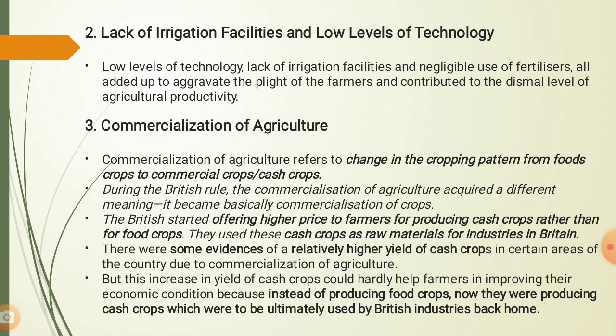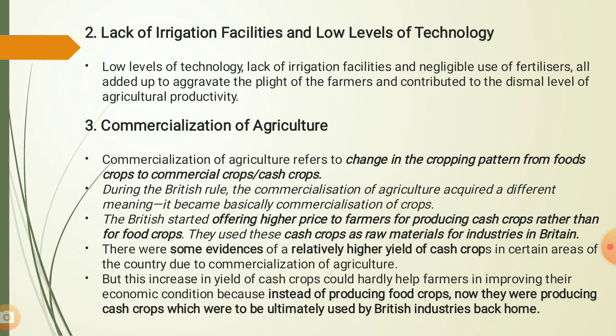Like jute and indigo, these were the cash crops during colonial rule, because farmers could sell these crops in the market. That is why they were producing them. The farmers were forced to produce these cash crops by the Britishers in the British era. So basically, commercialization of agriculture refers to a change in cropping pattern from food crops to commercial crops or cash crops, which are grown for commercial purposes, for sale purposes. Okay, so these are the cash crops.